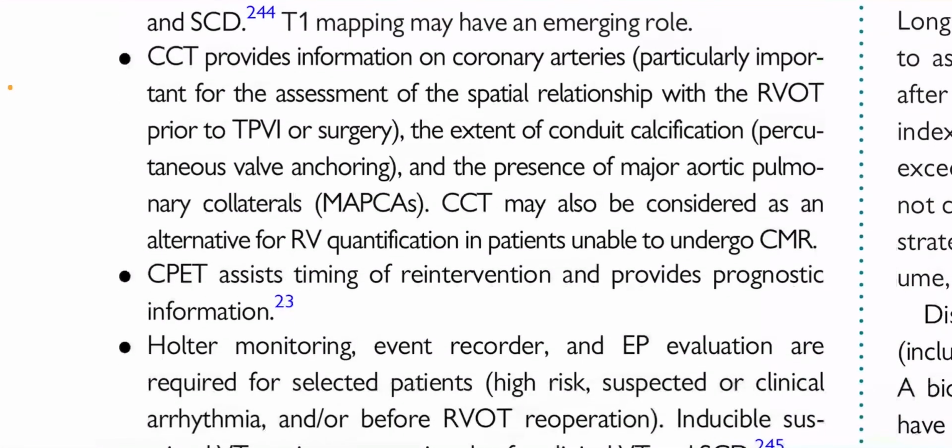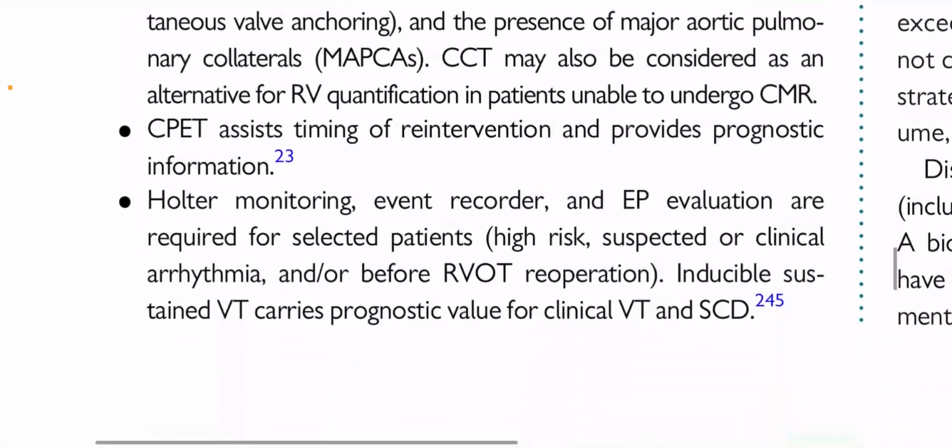Cardiac CT provides information on coronary arteries, particularly important for the assessment of the spatial relationship with the RVOT prior to TPVI or surgery. The extent of conduit calcification, percutaneous valve anchoring, and the presence of major aortopulmonary collaterals, that is MAPCAs. Cardiac CT may also be considered as an alternative for RV quantification in patients unable to undergo CMR. CPET assists timing of reintervention and provides prognostic information.